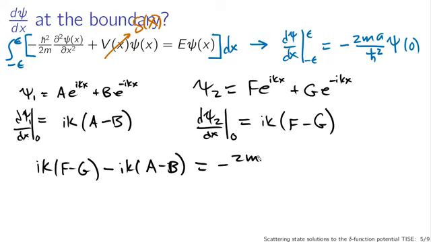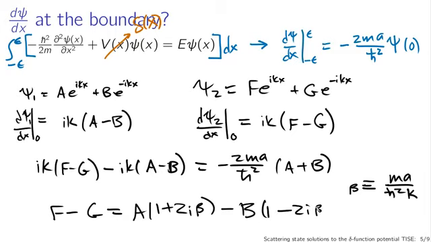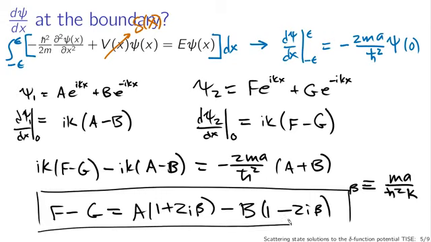Our right-hand side is minus 2ma over h bar squared times the value of psi at x equals 0. Now, if you look at either one of these definitions, you can see what happens when we substitute in x equals 0. We get a plus b for this one, or f plus g for this one, and I have a bit of a choice as to which one I want to use. In this case, I'm going to use a plus b, and you'll see why in a moment. What we end up with now, if you manipulate this expression a little bit and define a useful constant, in this case beta, just to save some writing, where beta is defined to be ma over h bar squared k, is f minus g equals a times (1 plus 2i beta) minus b times (1 minus 2i beta). And this is the result of our first derivative boundary condition.